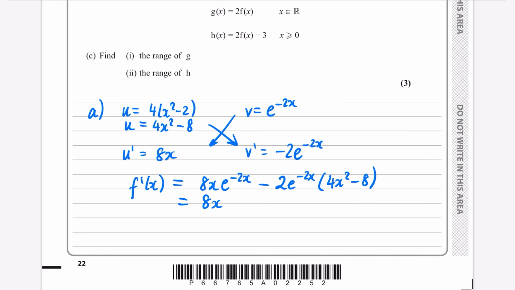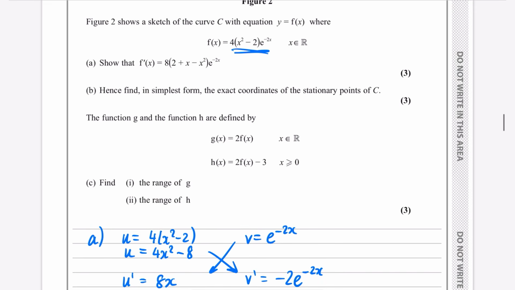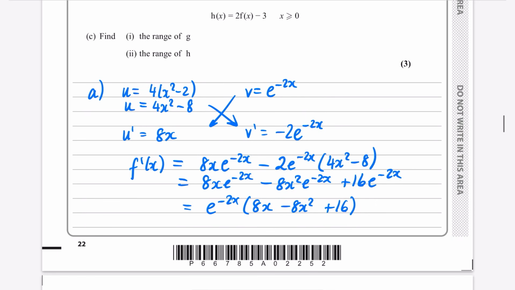I have 8x e to the minus 2x minus 8x squared e to the minus 2x plus 16 e to the minus 2x. So if I take out the factor now of the e to the minus 2x, I get left with 8x minus 8x squared plus 16. And now I can also take out a factor of 8, and then I can put that at the end. It doesn't matter if this e to the minus 2x is at the beginning or not. So if I take out a factor of an 8 as well, I get 8e to the minus 2x, x minus x squared plus 2.